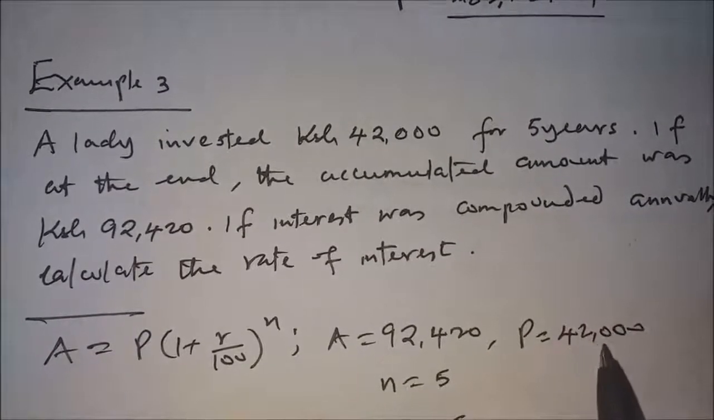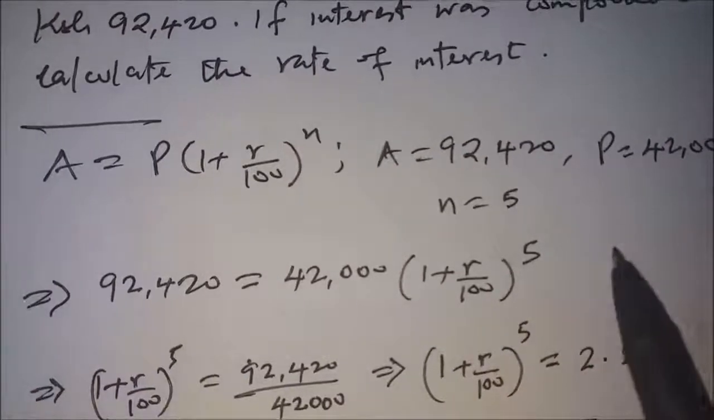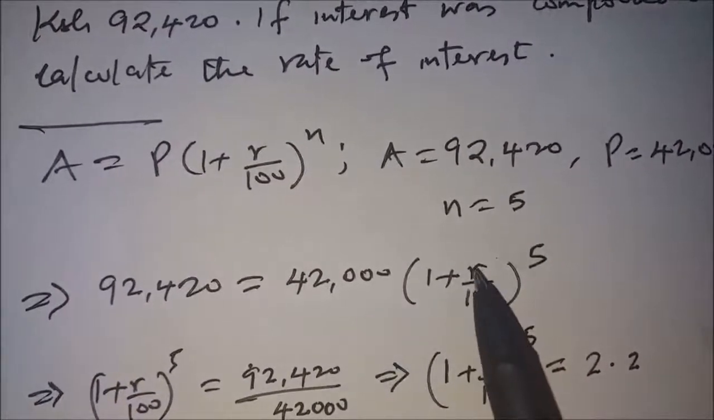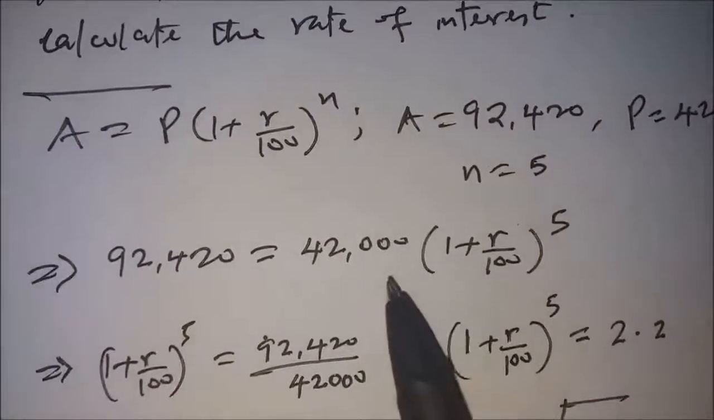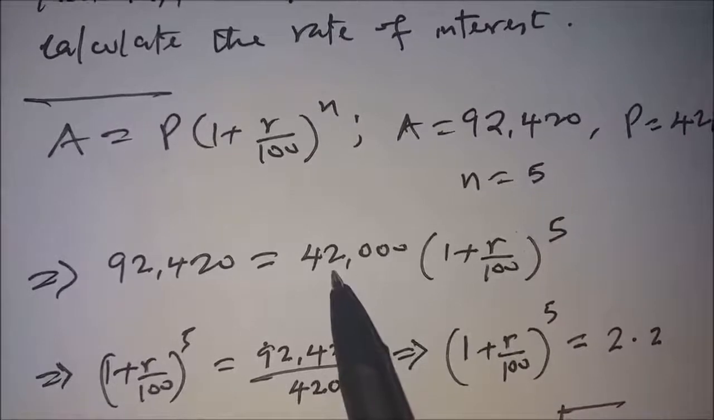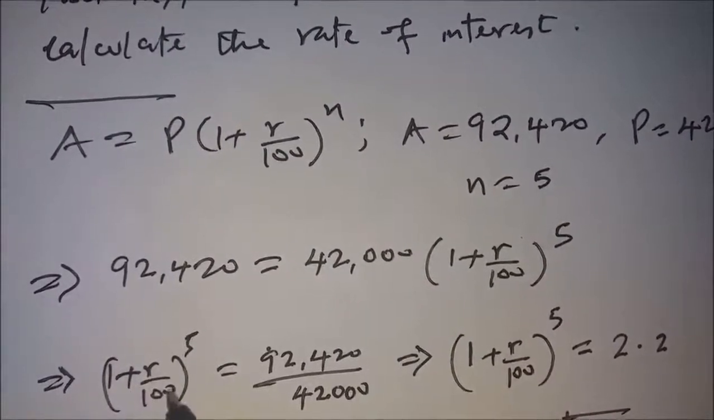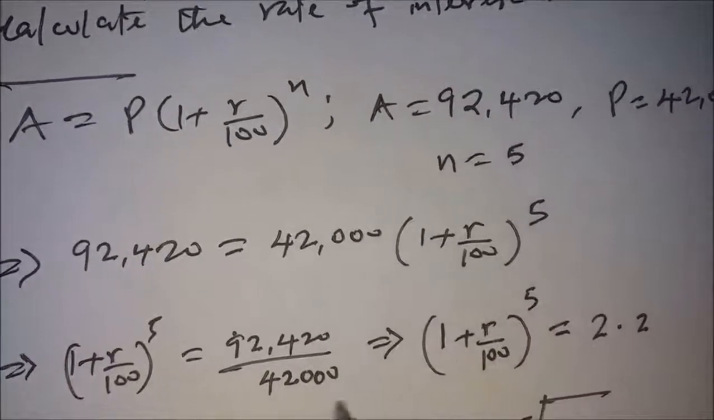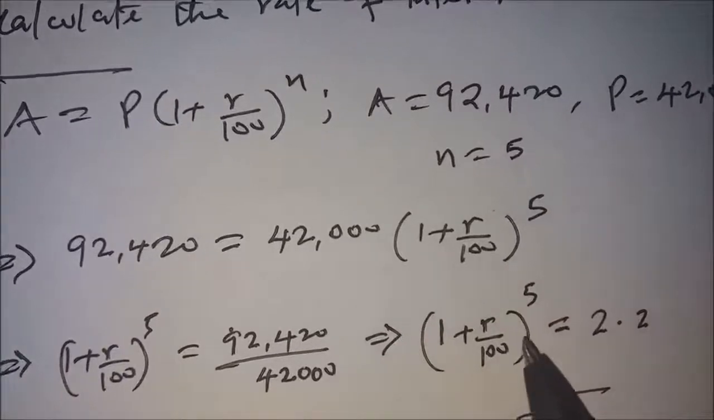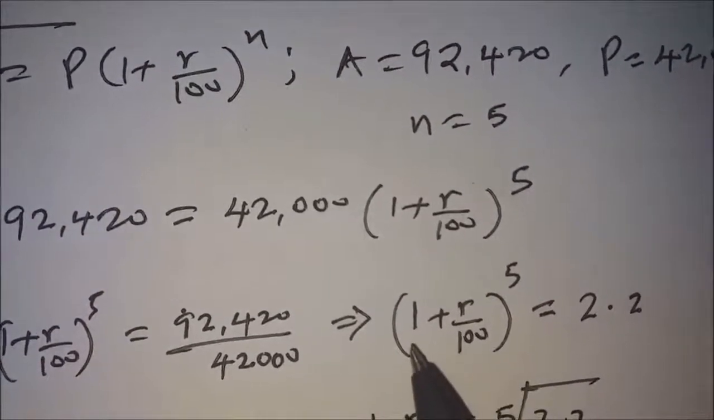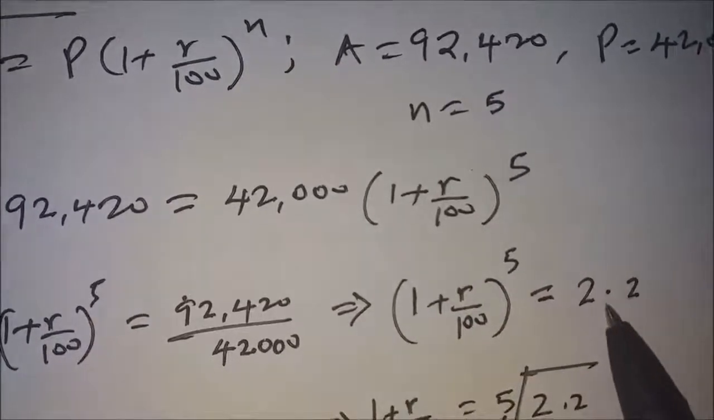So we substitute these values into the formula, and we have this equation here, where now R is unknown. And so we proceed to organize the equation. You divide both sides by 42,000. And so we have 1 plus R over 100 to the power 5 is 92,420 over 42,000. And that brings us to 1 plus R over 100 to the power 5 equals 2.2.